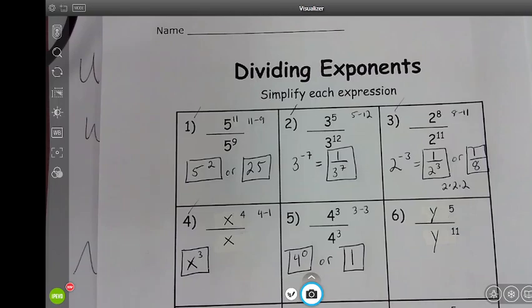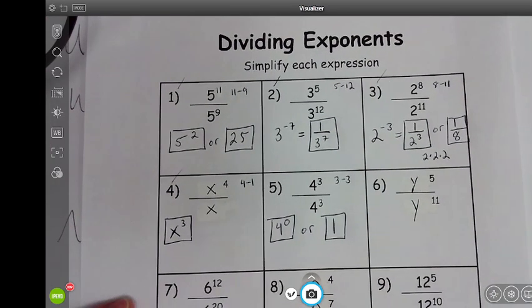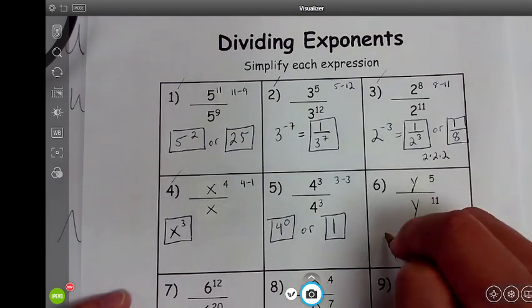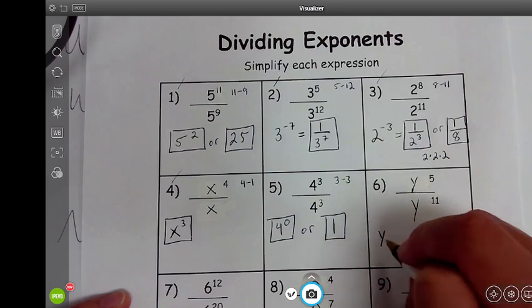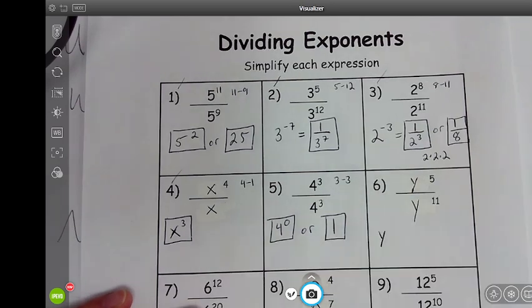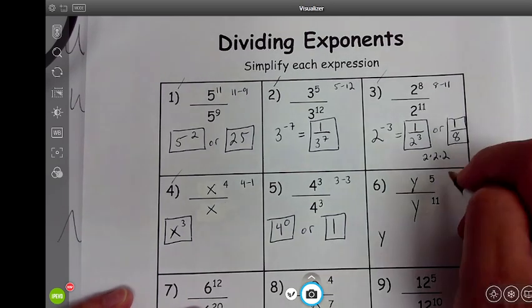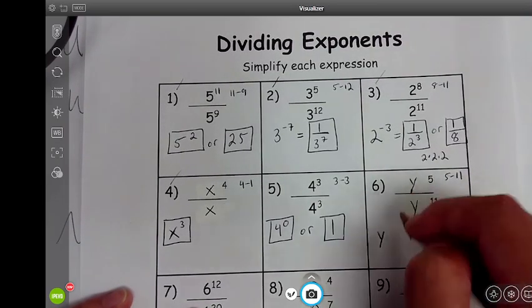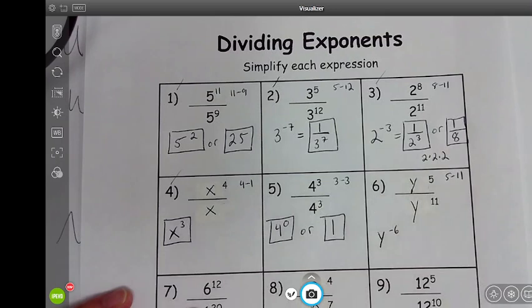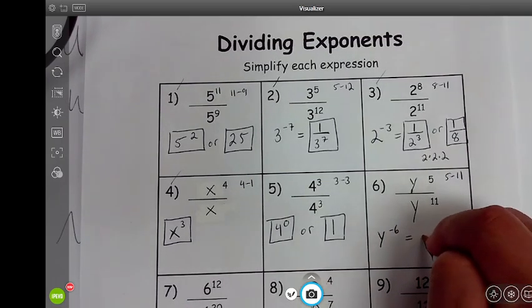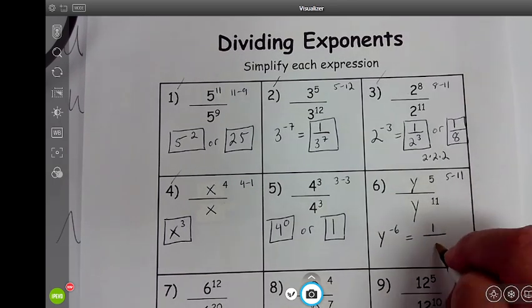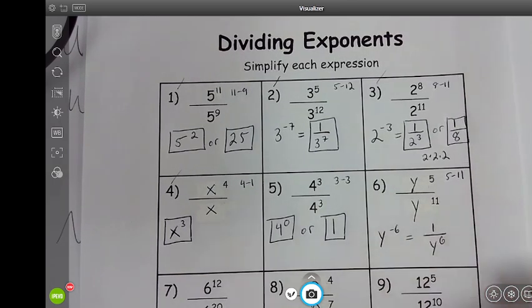Okay, alright, let's do one last one for good measure here. Alright, so the base is y, so I can subtract the exponents. In my answer, the base will also be y. So I'm going to subtract now 5 minus 11. Okay, 5 minus 11 is negative 6, so it's going to be my exponent. Negative exponent means I'm going to have to rewrite it as a fraction. 1 goes in the numerator, y to the positive 6 goes in the denominator.